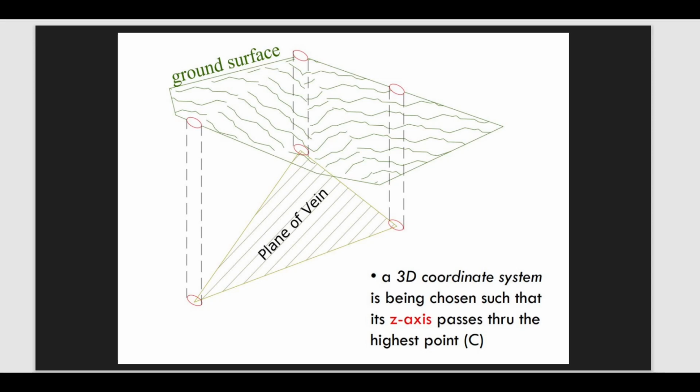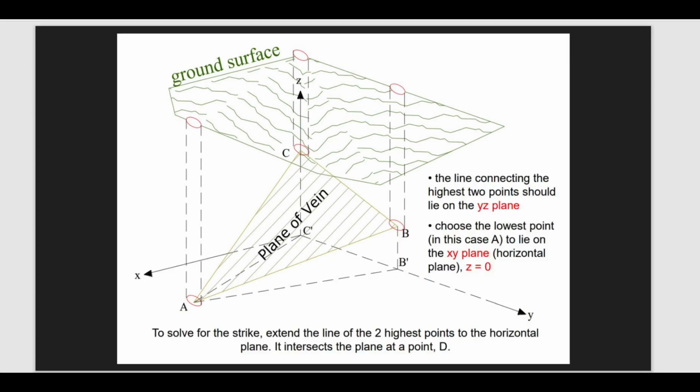The first thing that we need to do is to set up a 3D coordinate system such that the z-axis passes through the highest point C. So let's create that first. As you can see right here, our point C intersects the z-axis. Another condition is that the line connecting the two highest points, B and C, which is this line BC right here, should lie on the YZ plane. So the YZ plane is this plane right here, and we should set up our 3D coordinate system like that. The last condition is that we need to choose the lowest point, in this case A, to lie on the XY plane. This is the XY plane, and this lowest point lies on that particular plane.